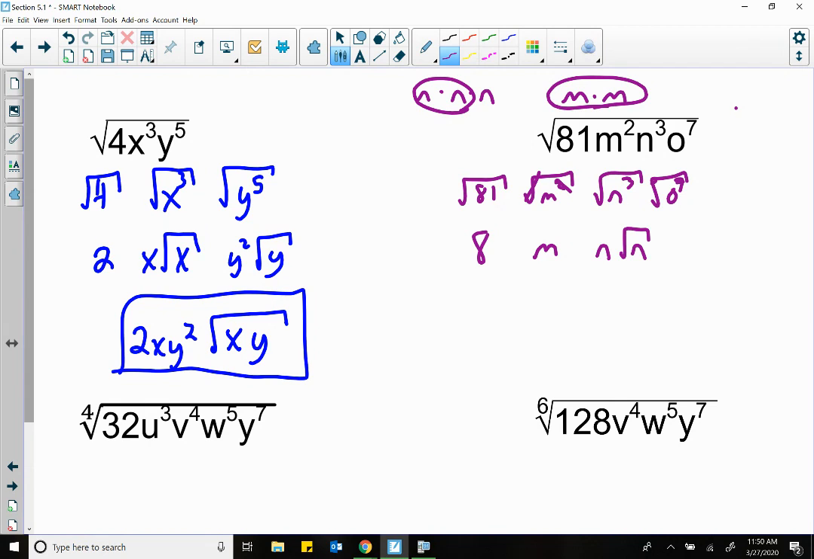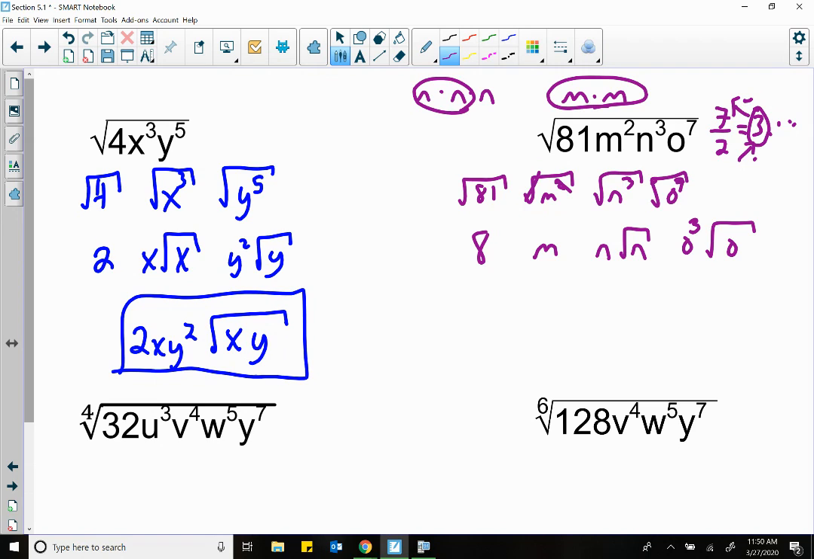Now over here, I don't really want to write out 7 o's, so I'm going to take 7 divided by 2 because we're circling pairs. That gives us 3 point blah, blah, blah. So we now know that 3 pairs of o's escaped. We have a decimal, so there are some left inside. So 2 times 3 is 6. Subtract 7 from that. You get 1 o left inside.